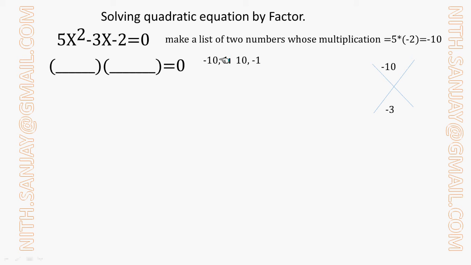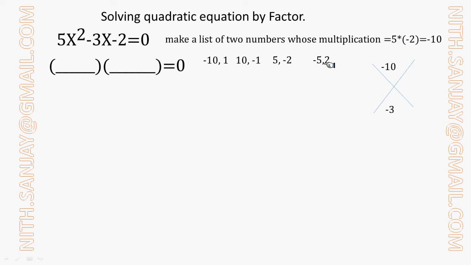Minus 10 and 1. If I multiply minus 10 and 1, it will be equal to minus 10. If I take another way, 10 and minus 1, again their multiplication will be minus 10. I can take 5 and minus 2 and minus 5 and 2 also, because the multiplication of 5 and minus 2 is minus 10 and minus 5 and 2 is also minus 10. I think this is it. These are the only four pairs whose multiplication will be equal to minus 10.